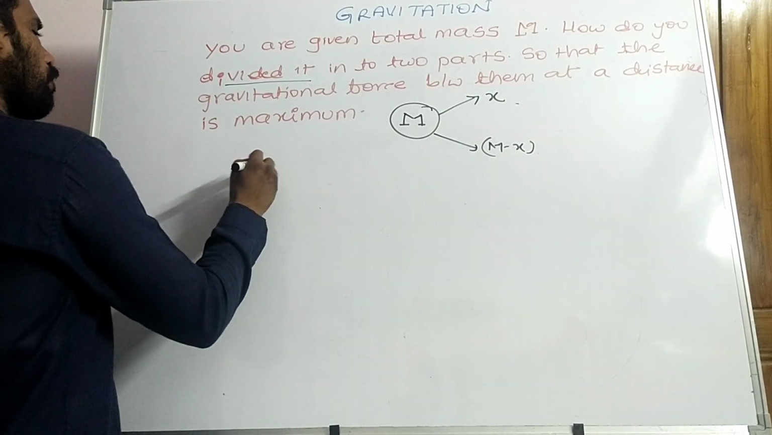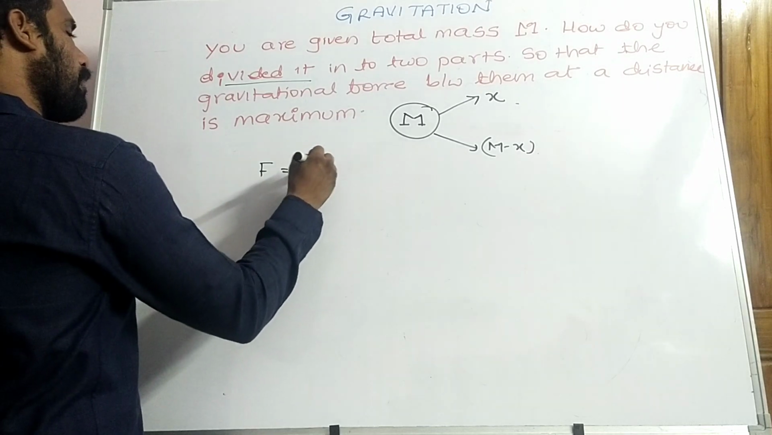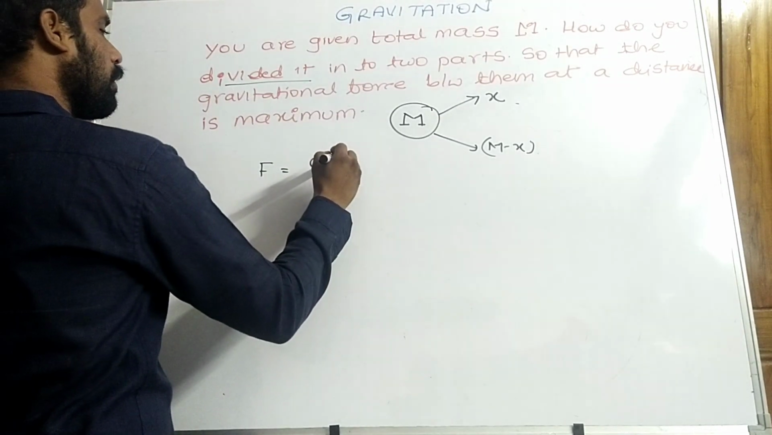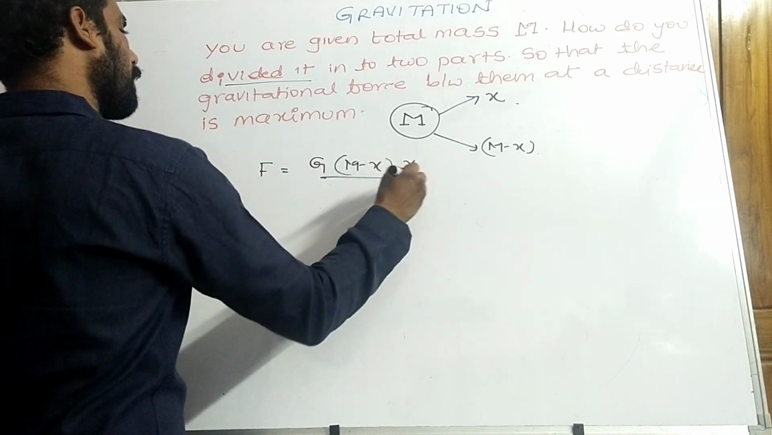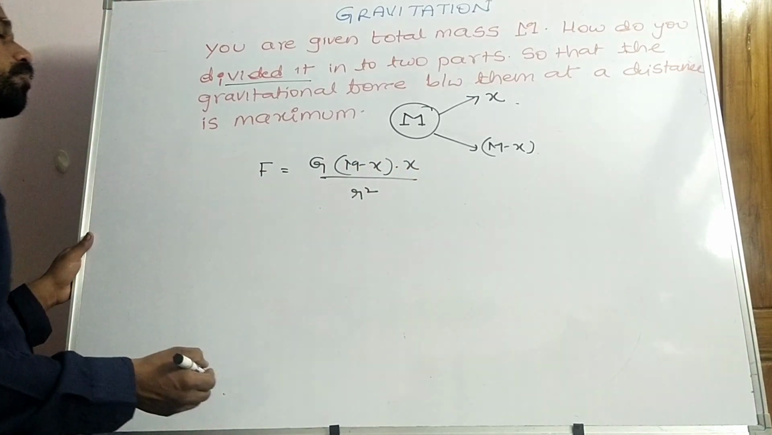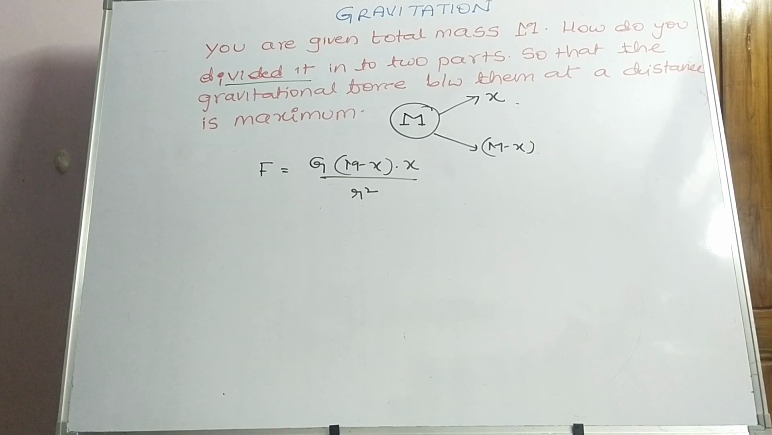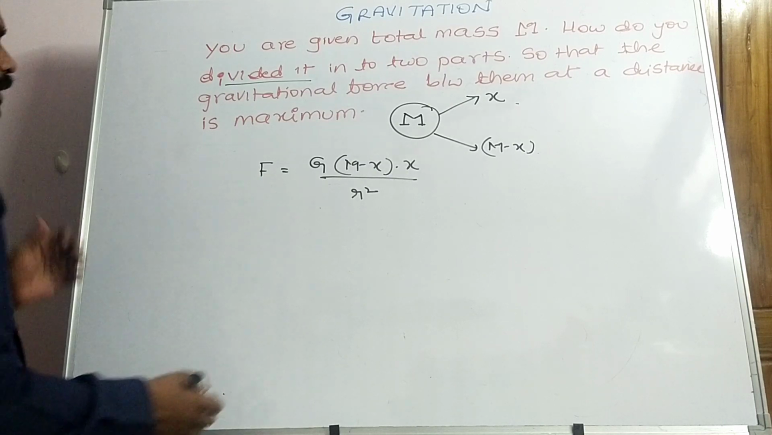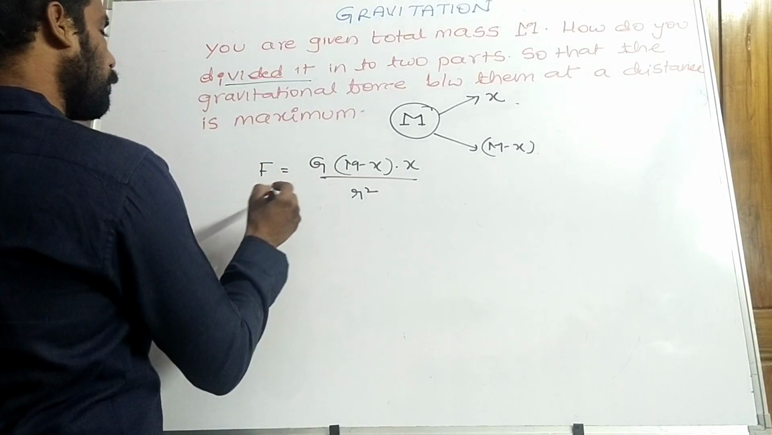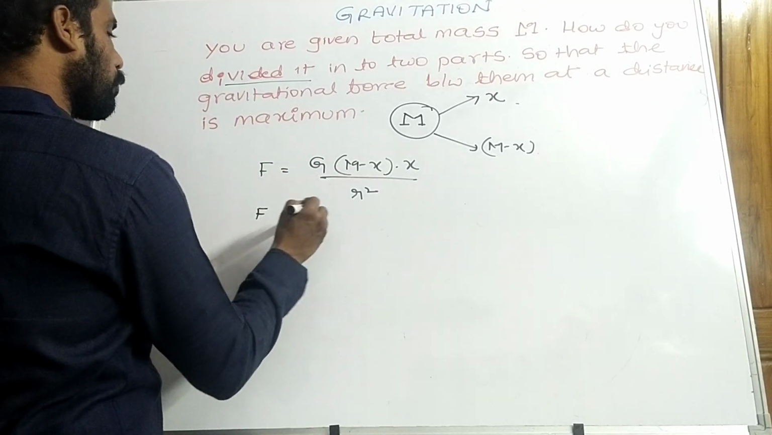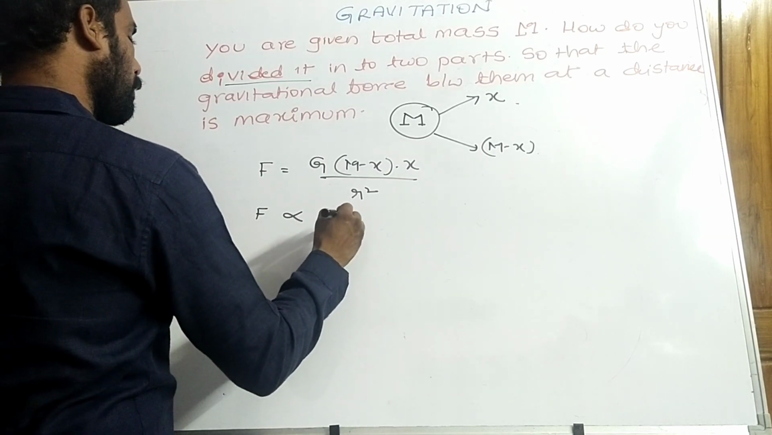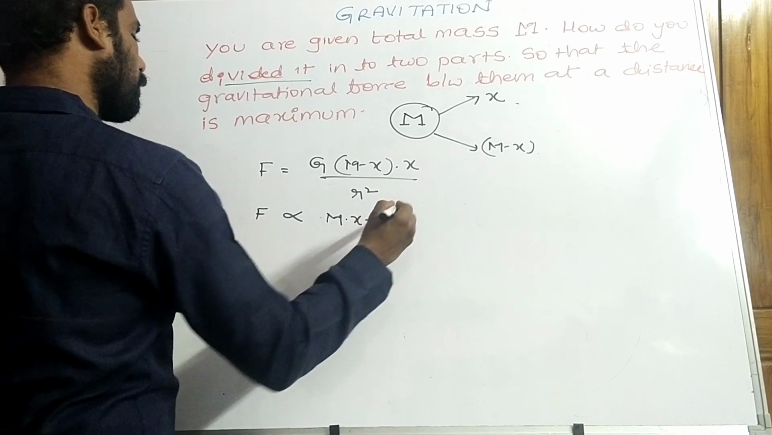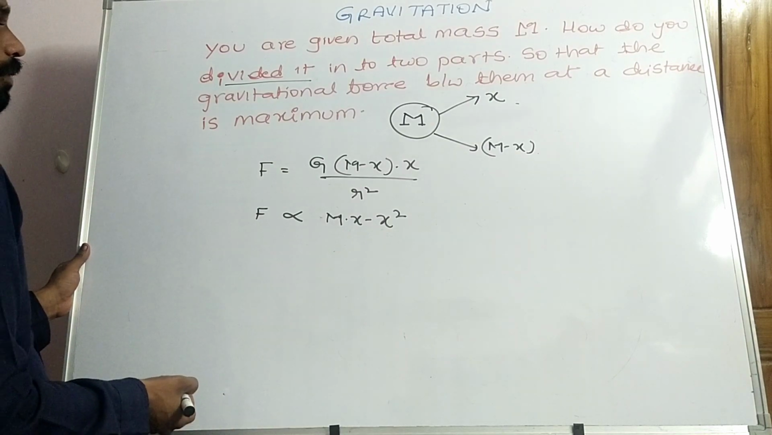Now the gravitational force F can be written as F equals G into (M minus x) into x by r square, of course those two are separated by distance r. Here the variables are nothing but mass only. So F is proportional to M x minus x square.